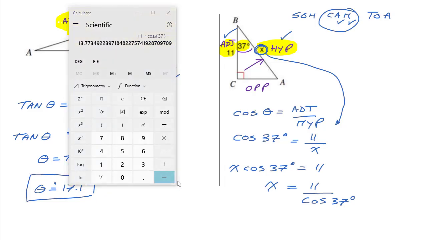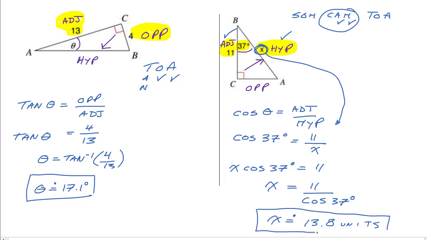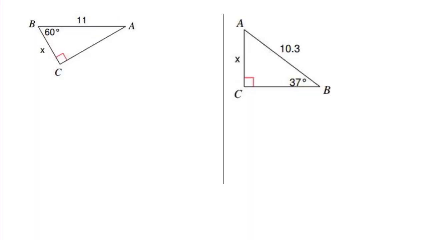So the length of that side x, which is the hypotenuse of that triangle, is approximately 13.8 units. I don't know if it's centimeters or meters, it doesn't say. But remember, it's a length. It's not a degree. We're not solving for the angle this time. We're solving for the missing side. All right, let's check out 3 more, and that's the end of this video.